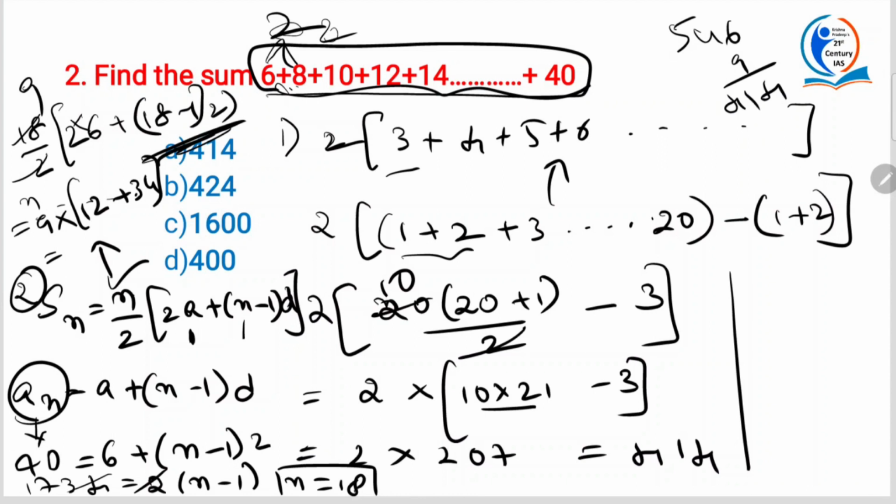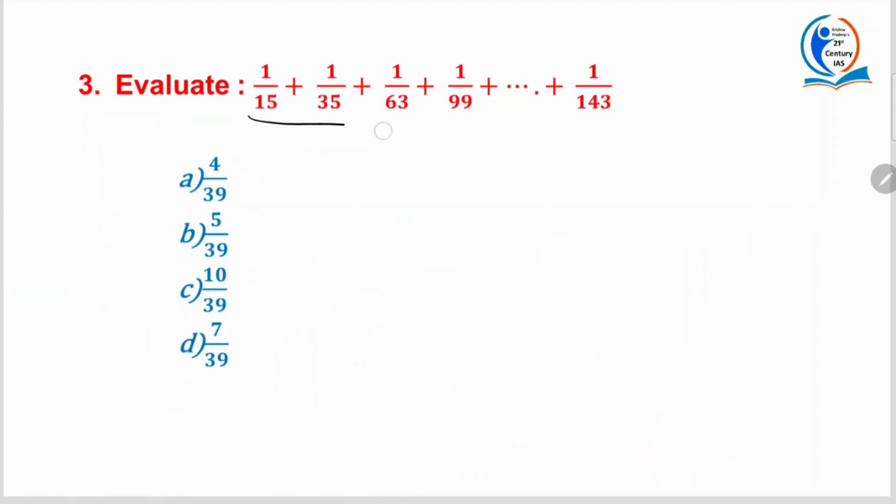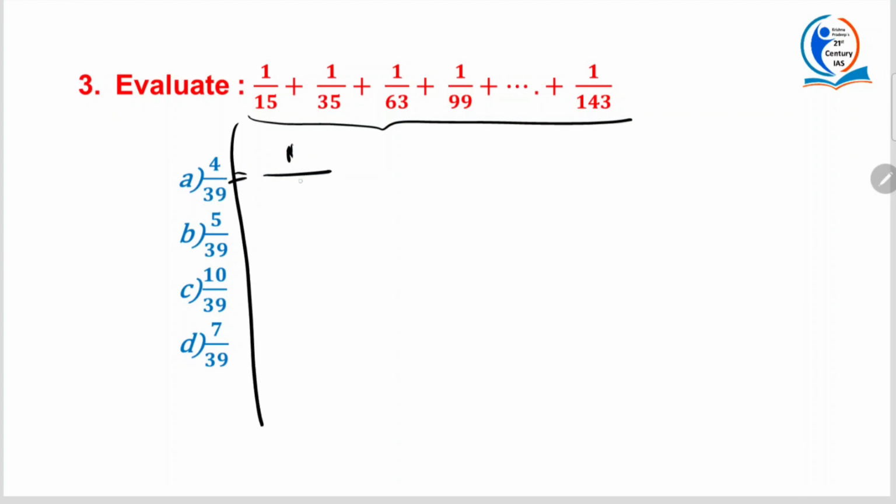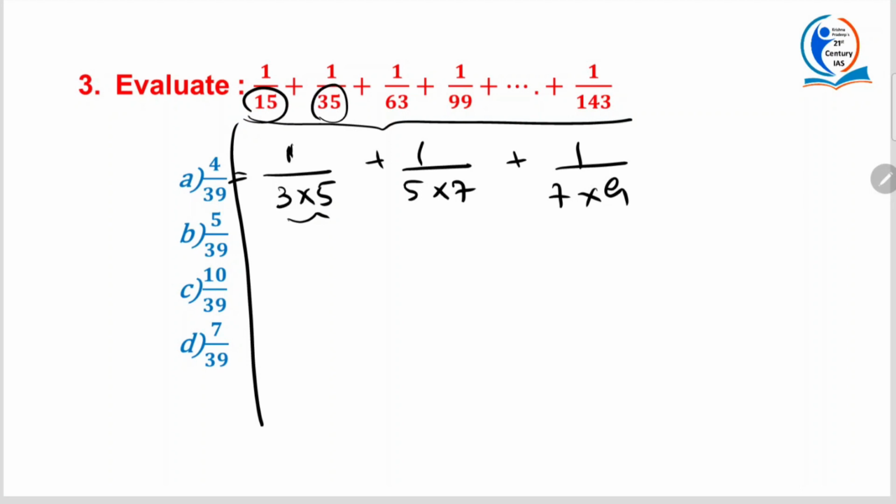So these are the two methods. Alright, now next one: the sum of the terms in this equation. At first instance, you will go topsy-turvy if you see this. However, by observing, you have to know that 15 can be written as 3 into 5, 35 as 5 into 7, plus 7 into 9. These numbers, the denominators, are products of two consecutive odd numbers. So that is the series.